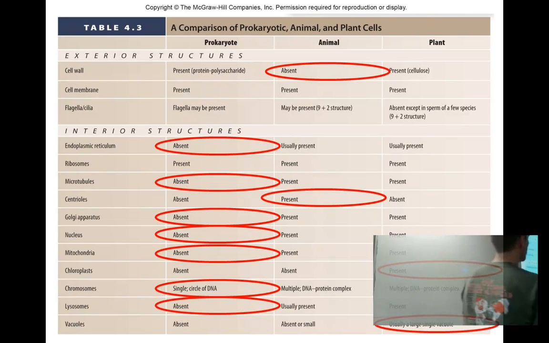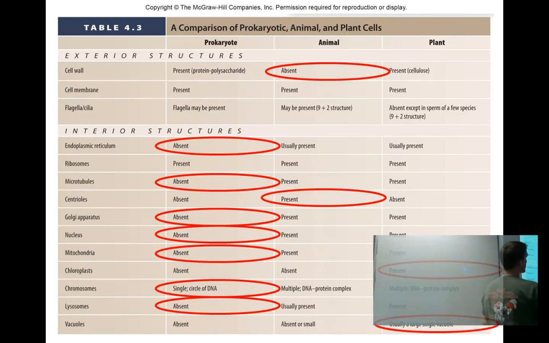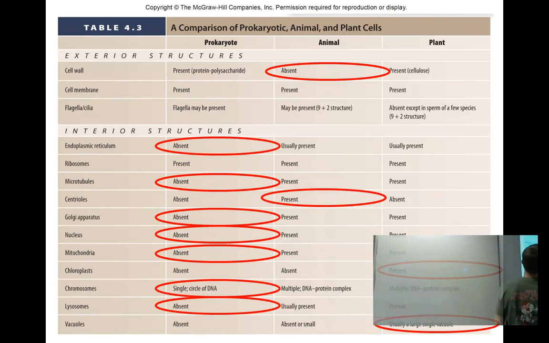I altered this a little bit. So what I want you to know on this graph, I have a few things circled there, but I just circled the ones that are unique. Okay, so prokaryotes do not have an endoplasmic reticulum. All of them have ribosomes. They do not have microtubules. They don't have any of these organelles, basically. Animals are the only ones with the centriole. Chloroplasts are only found in plant cells. And plants are the only one with vacuoles. Okay, there are some eukaryotes that have vacuoles, but for the sake of this class, we're just going to say they're only found in plants.